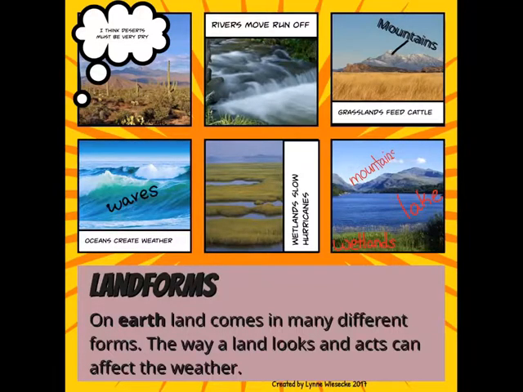Landforms. On Earth, land comes in many different forms. The way a land looks and acts can affect the weather. Oceans create weather. Rivers move runoff. Remember that from the rain cycle? Wetlands slow hurricanes. And sometimes there might be more than one label in a picture. Like look at that picture that has 3 labels. It has mountains, lakes, and wetlands, all in one picture.